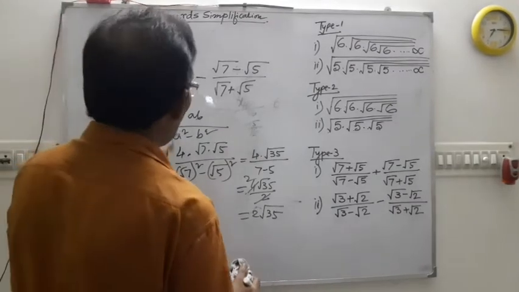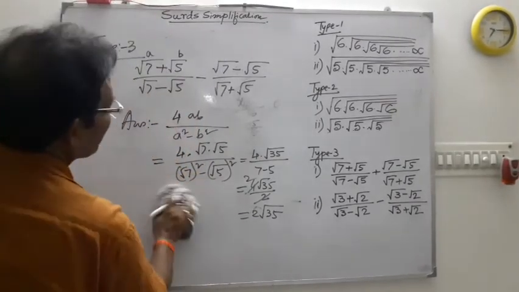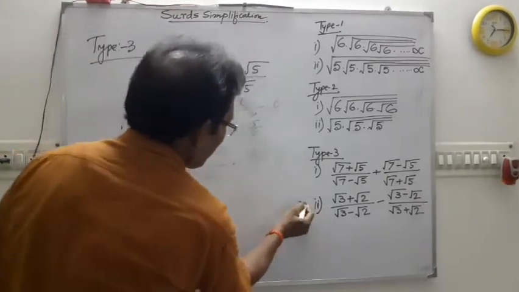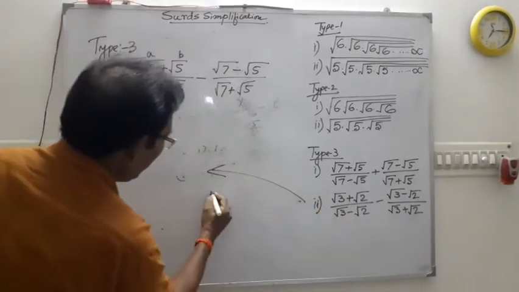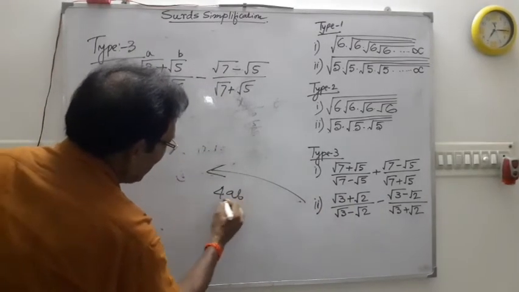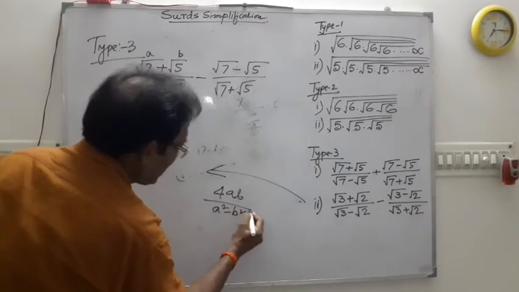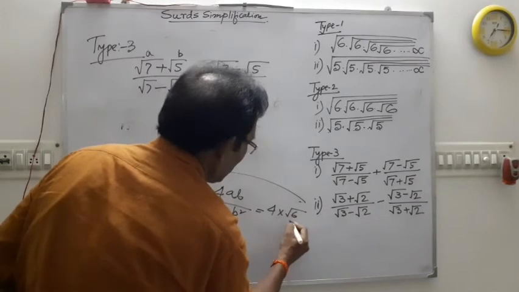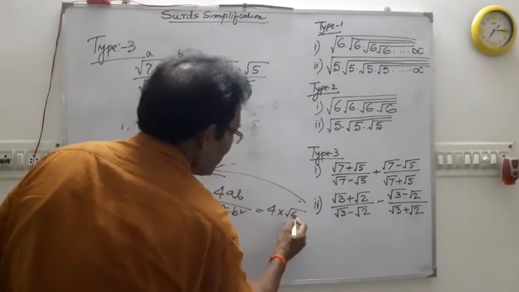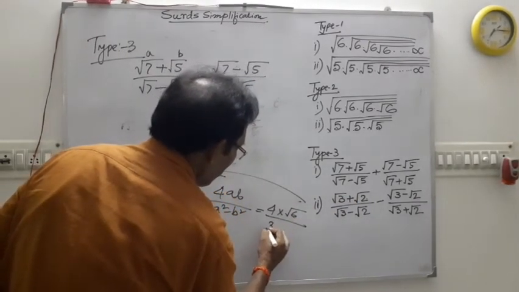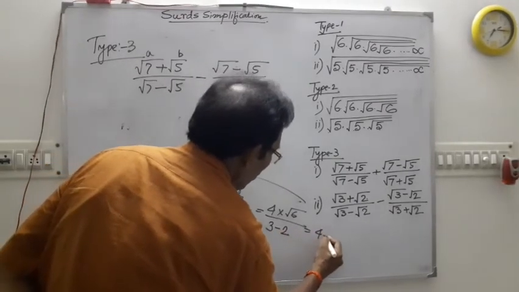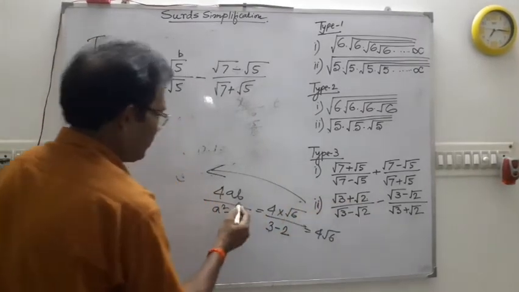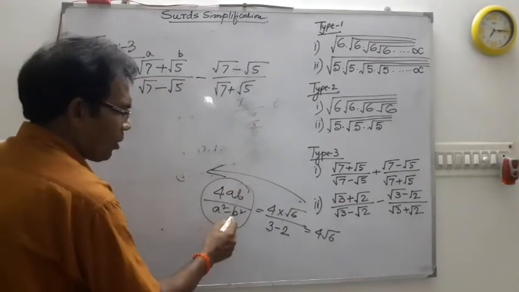So another example. In this case the answer will be 4 root ab divided by a square minus b square. That is 4 into root ab, that is root 6, with 3 and 2, so 4 root 6 divided by 3 minus 2, that is 4 root 6 divided by 1. So in case of minus, the tricky method is 4 root ab divided by a square minus b square.